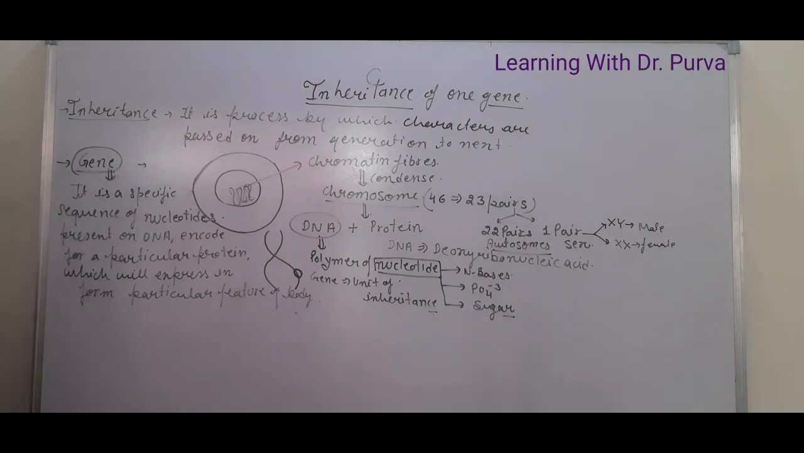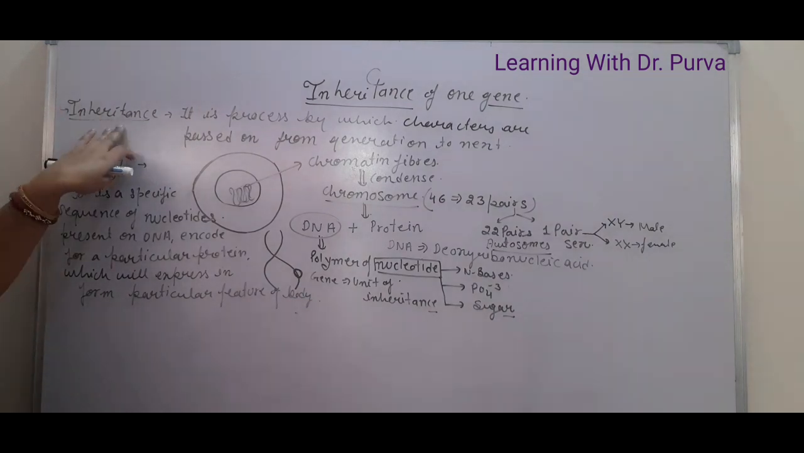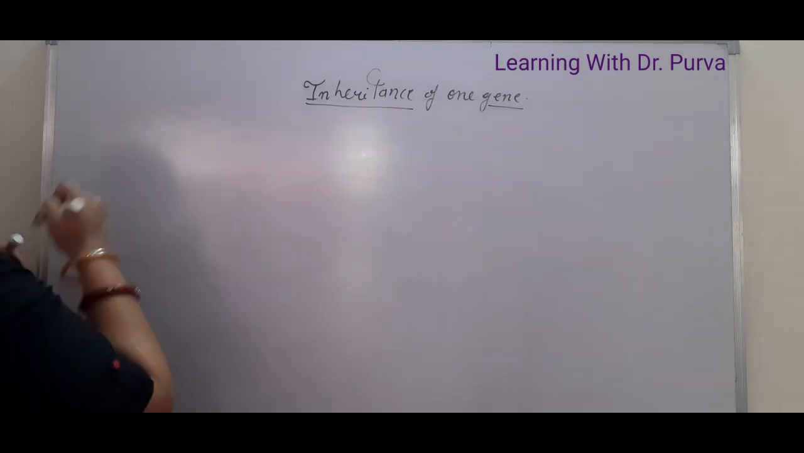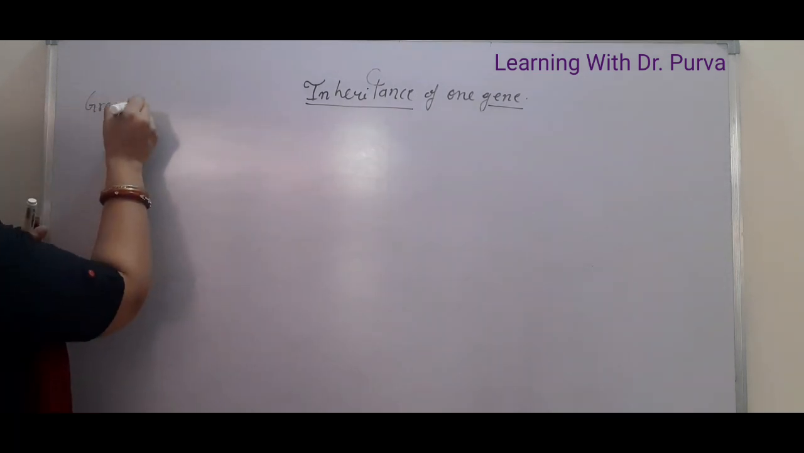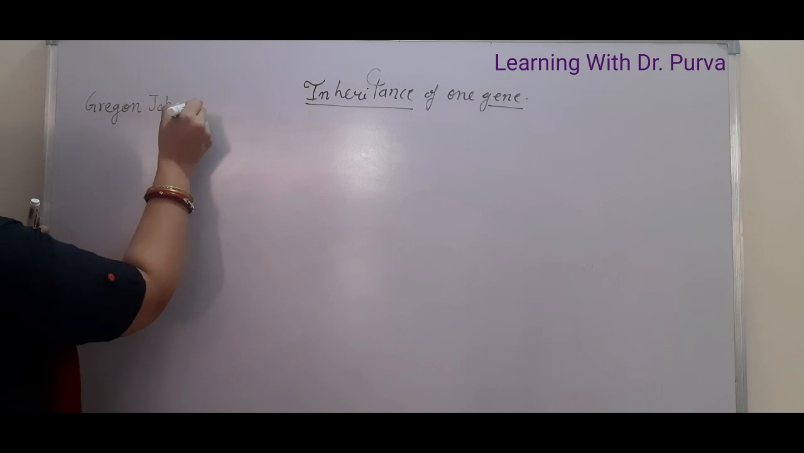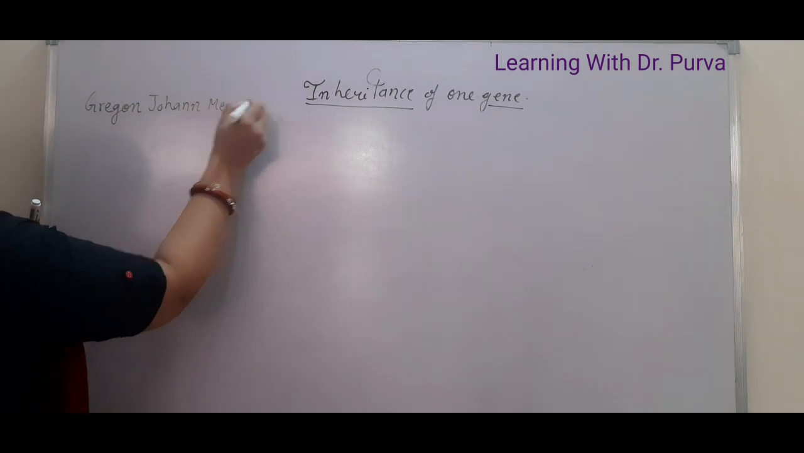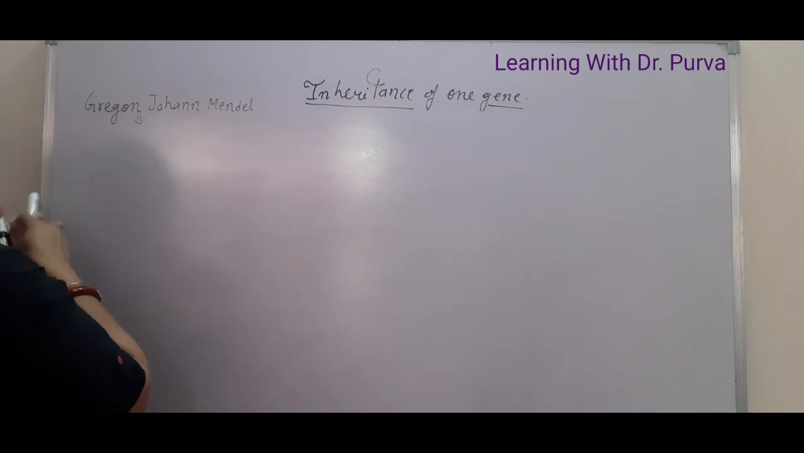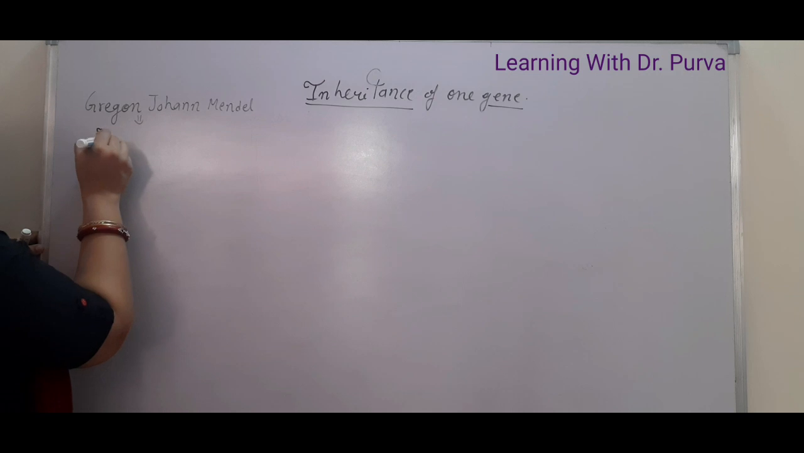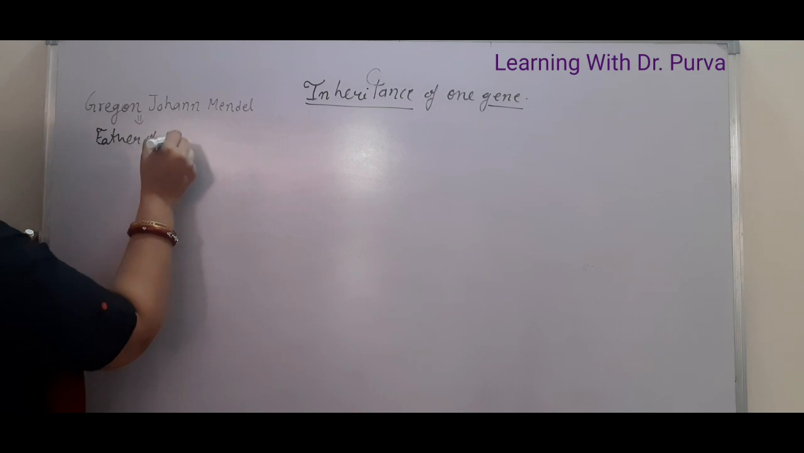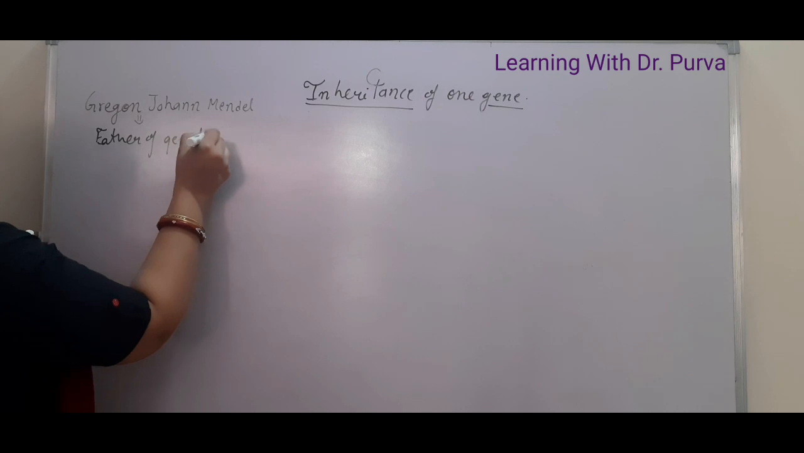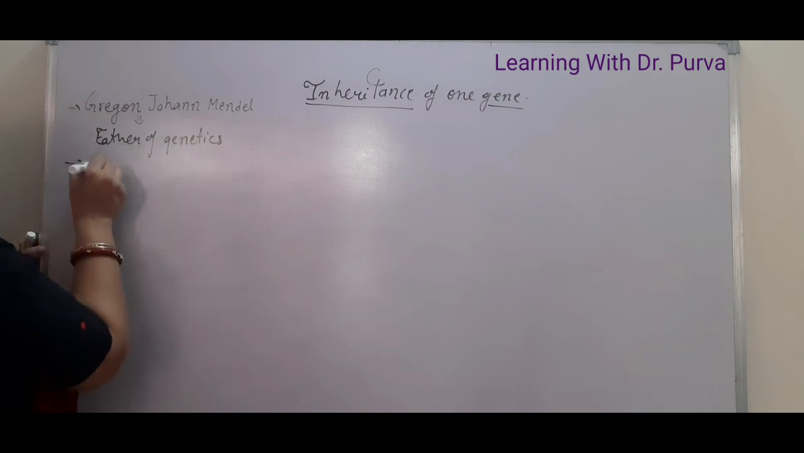So I think you got these two words: what you understand by inheritance, and the second word, gene. Now we are going to study the inheritance of the gene. In that we will study the experiment that was done by Gregor John Mendel. Gregor John Mendel is considered the father of genetics. He did a number of experiments on the garden pea.